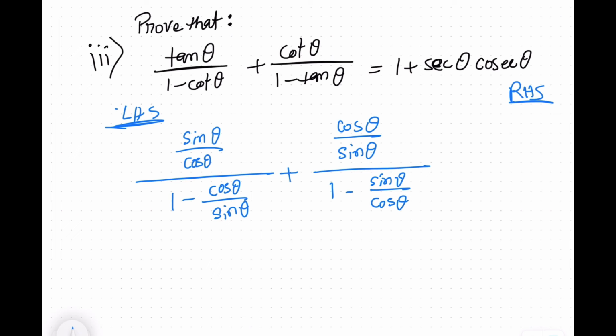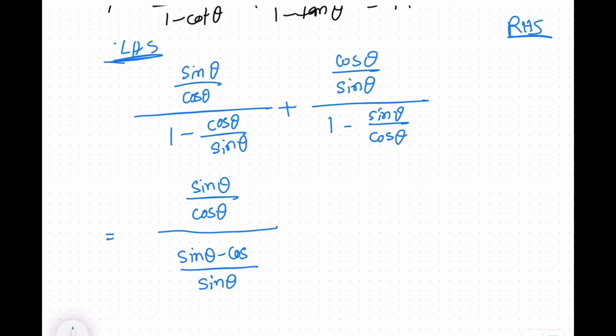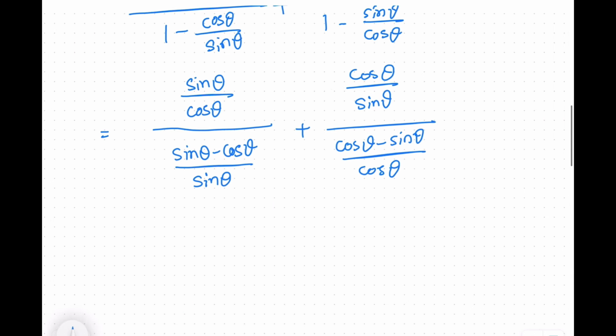Clear? Now what we can do? We can take an LCM and we can fix it. Correct? So what I'm going to do? See, sine theta divided by cos theta and sine theta. This will be sine theta minus cos theta, and over here this will be cos theta divided by sine theta, and this will be cos theta minus sine theta divided by cos theta. Okay.